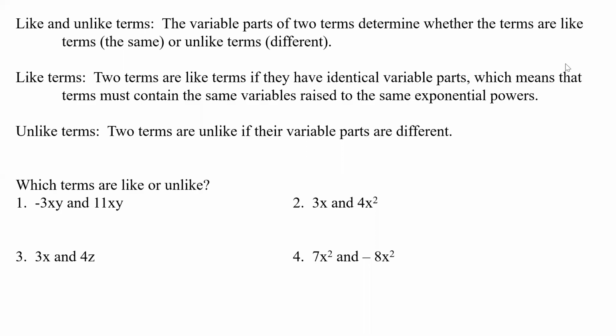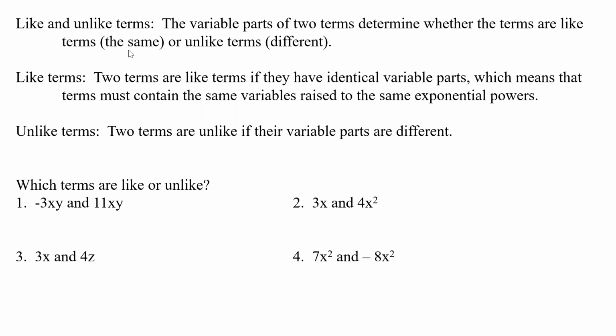All right, so as I was saying in the last one, we're looking for like and unlike terms. We've determined what terms are in an expression. Now we have to determine what like and unlike terms are. So the variable parts of two terms determine if it is going to be a like term, which is the same, or an unlike term, which is different. Okay, so that's the key, the variable part.